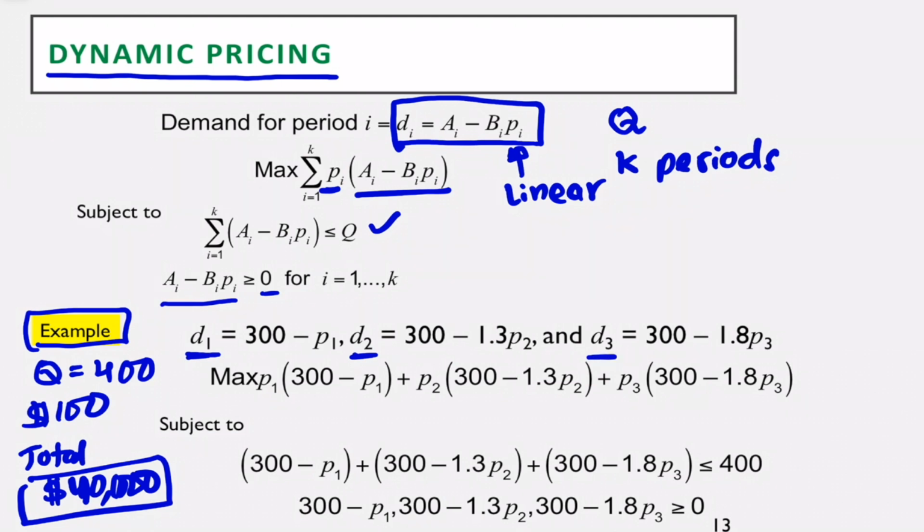So we want to solve this problem to find out how the retailer should vary prices in each of the 3 periods to maximize the revenue. And we also want to know how much profit the retailer can make. So we use the formula above and we maximize this term subject to these conditions.